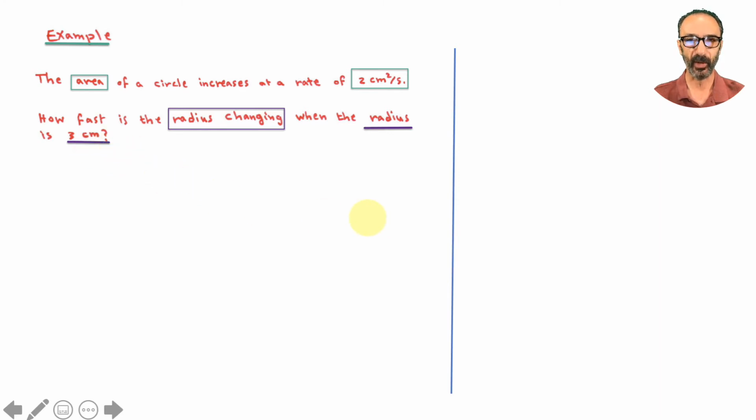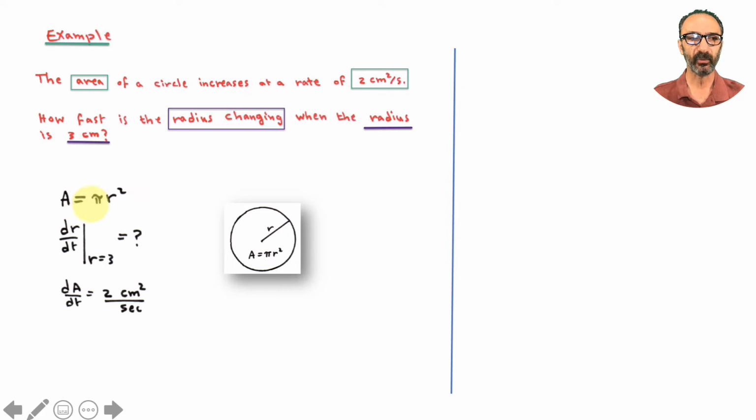Let's do it again. A graph, some kind of side work, then we'll start. Here's a graph of a circle with radius r. We know that the area equals pi r squared. A equals pi r squared. They want dr/dt. How fast is the radius changing when r equals 3? dA/dt was given to me, the area changes at 2 centimeters squared per second. Okay, let's start working now.